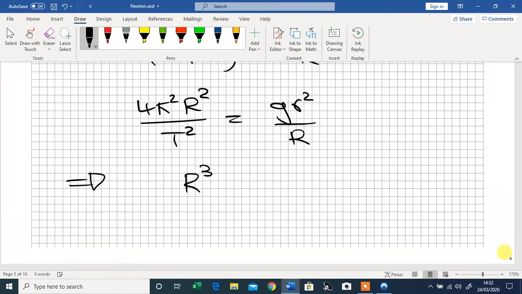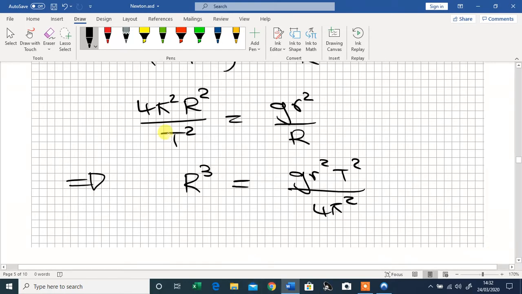R cubed is equal to G R squared T squared over 4 pi squared. So we've multiplied both sides by T squared and R, and then we've divided both sides by 4 pi squared to get this expression here.